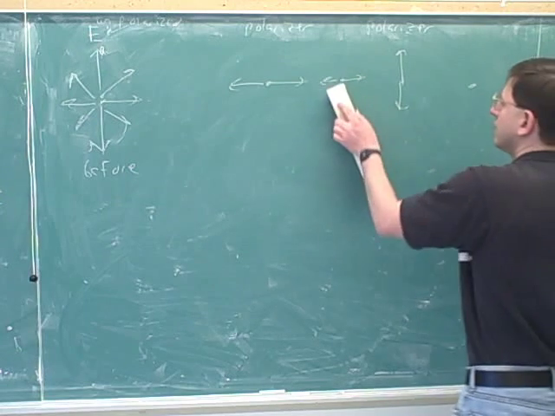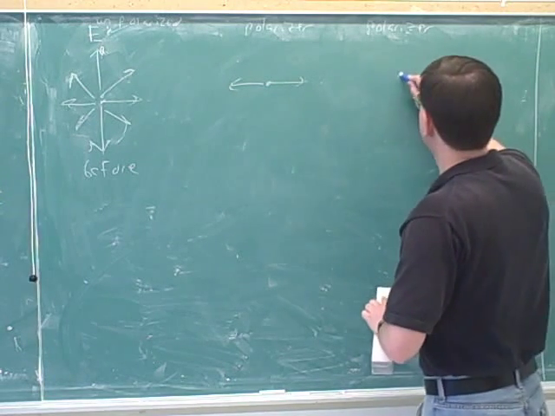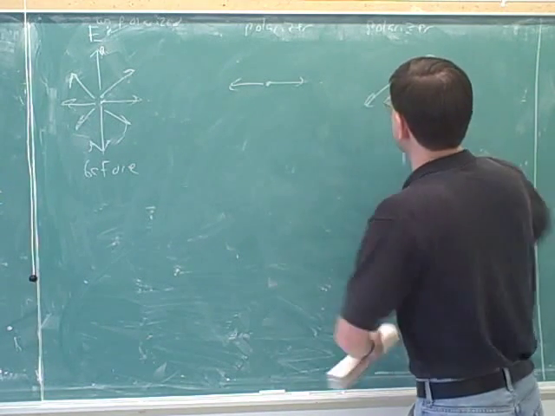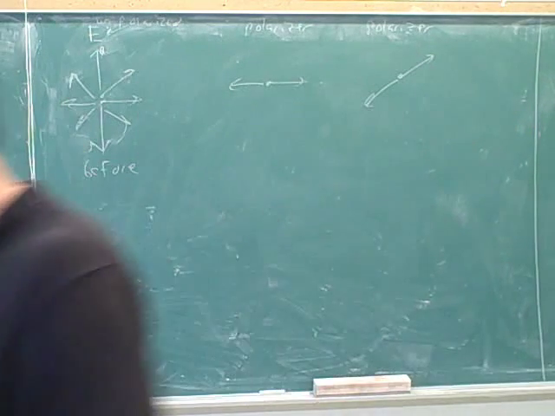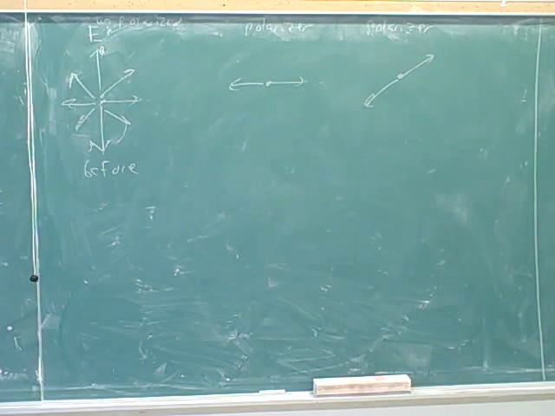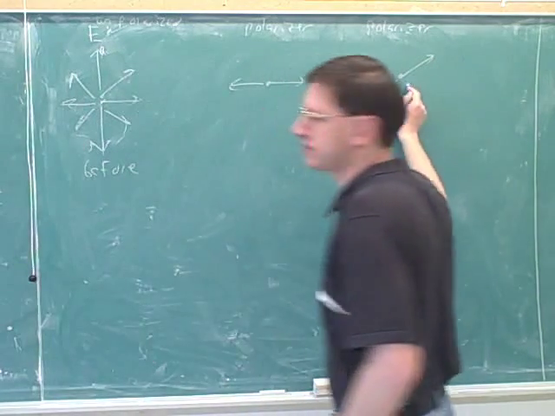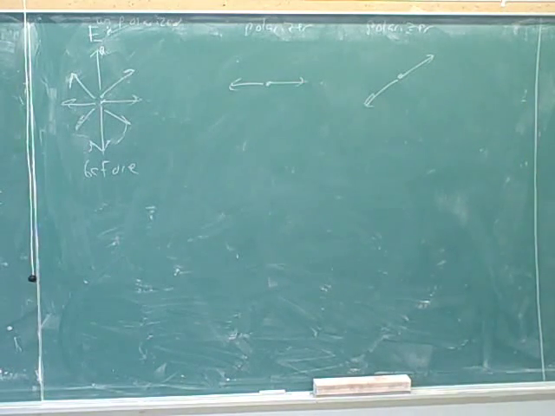On the other hand, now let's take this polarizer and turn it like this. Now let's draw what the final light will look like. So here's the first polarizer, here's the second polarizer. Let's draw the final light.